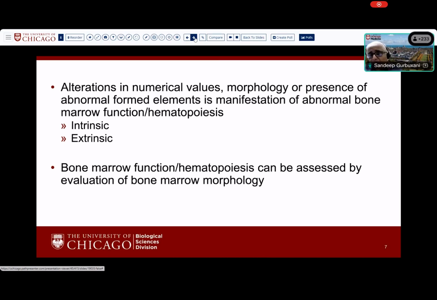Or there can be abnormal morphology, so morphologic dysplasia in neutrophils. We'll talk a little bit about that. And so all of that would trigger an evaluation of the bone marrow. Now, these alterations and perturbations can be intrinsic to the bone marrow.